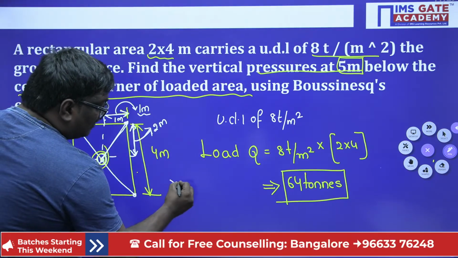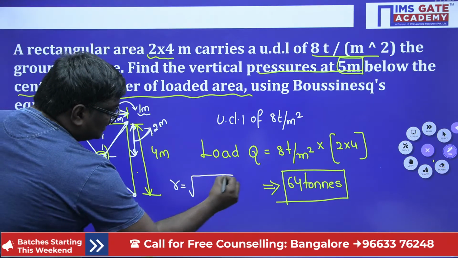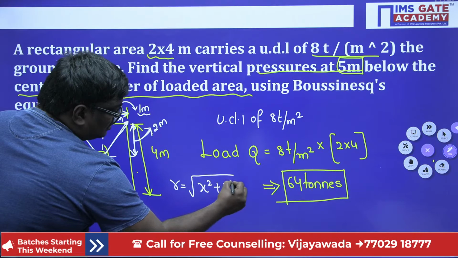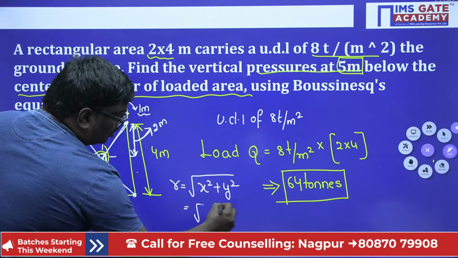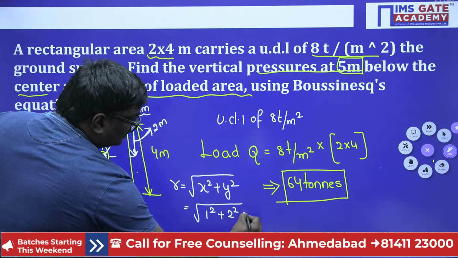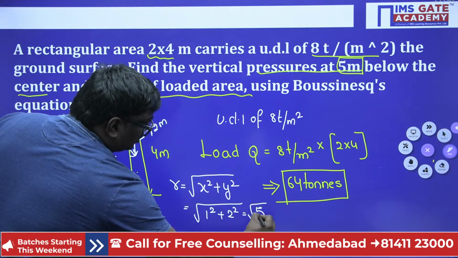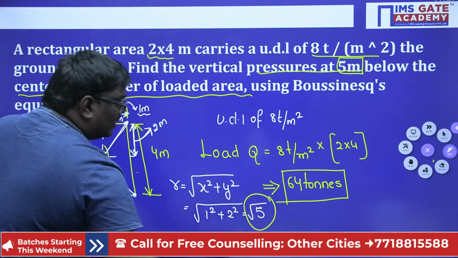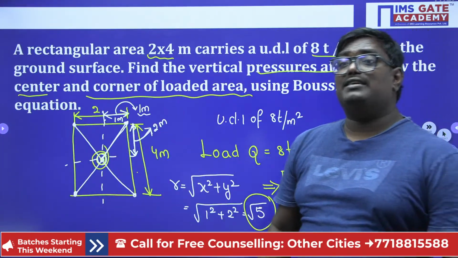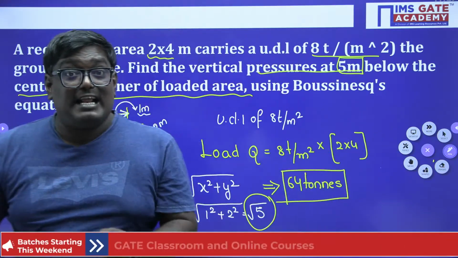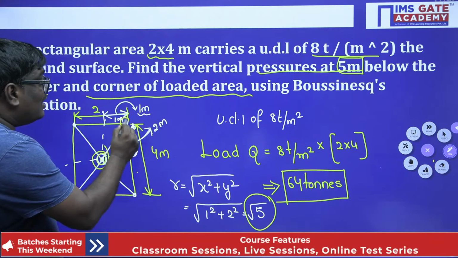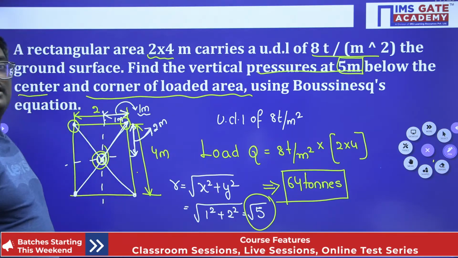So here, what do I write? R is equal to root over x square plus y square, that is equal to root over 1 square plus 2 square. So that value will be equal to root 5. What will be the value of R? R will be equal to root 5, my dear students. So where is the R? R value is root 5 at where? It is the value at the corners. Clear, Srujana?